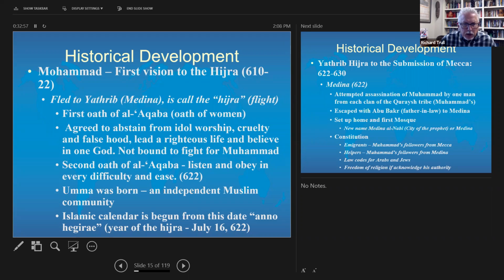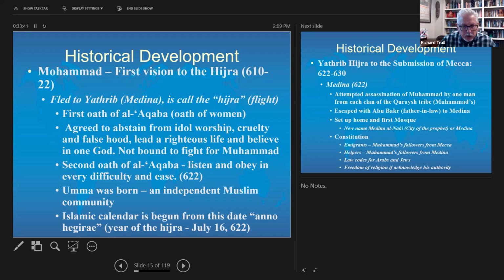You have a second oath of Al Aqaba, where it says you listen and obey in every difficulty and ease. So they were coming up with various things that bound them as a religion, as a group of people that were following a certain belief. This gave birth to what was called the Ummah. And this was an independent Muslim community, so they saw themselves within the polytheistic world of that time as this community of believers in the one God, known as Islam and Muslims.